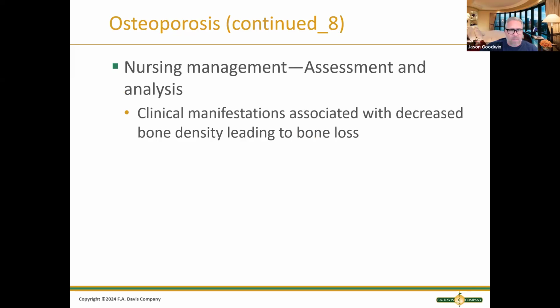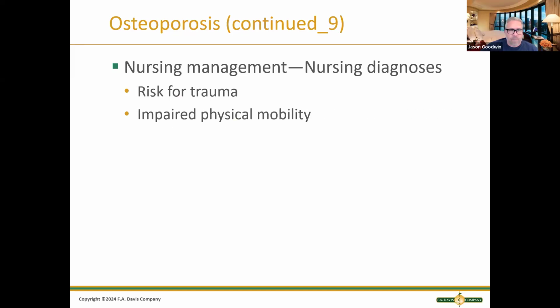From a nursing management perspective, we're looking at the clinical manifestations, which are going to indicate bone density loss and then potentially fracture. So risk for trauma would be one of the diagnoses associated with bone loss and the potential for falls and fractures. Impaired physical mobility associated with pain and musculoskeletal changes.